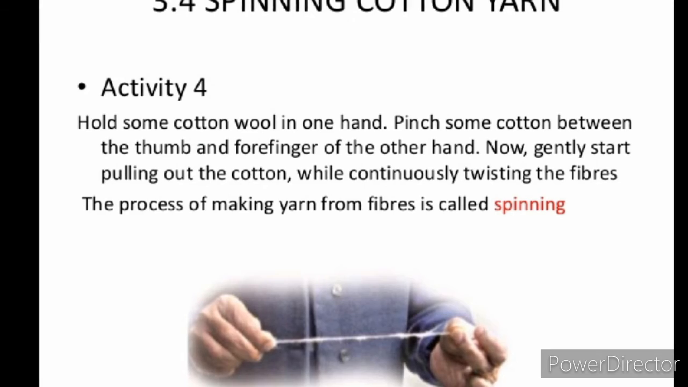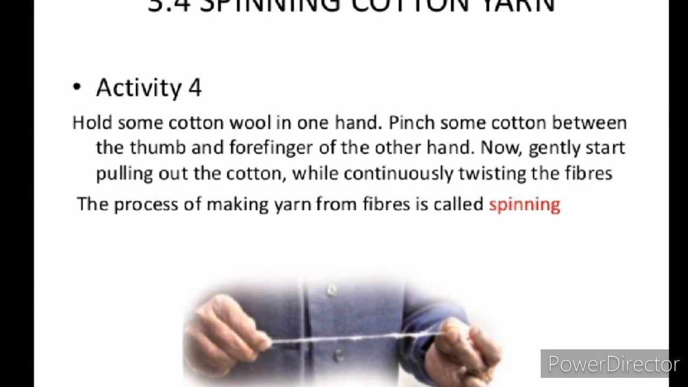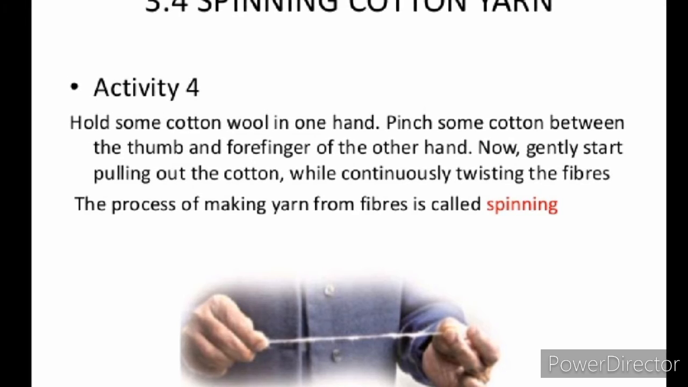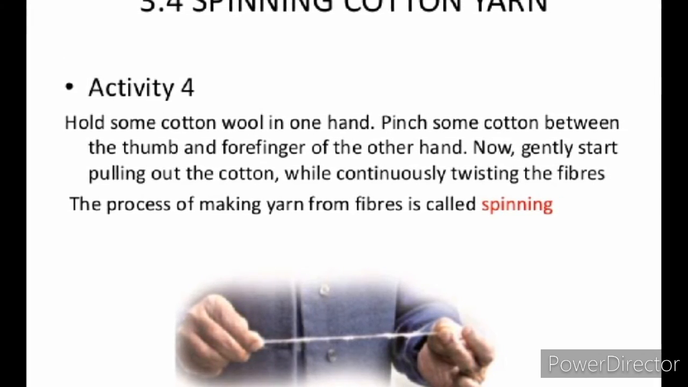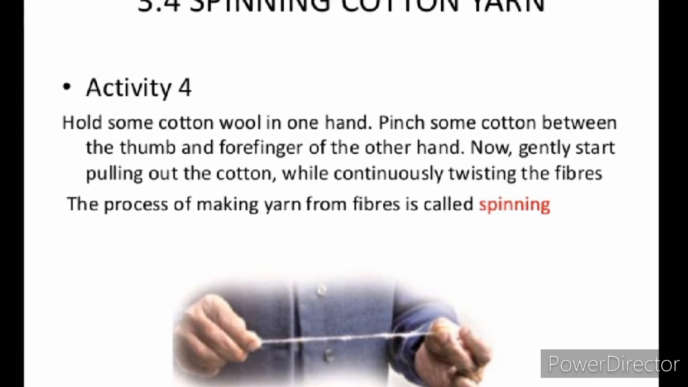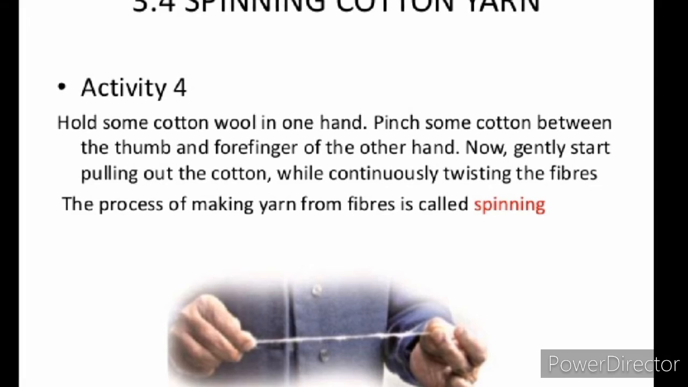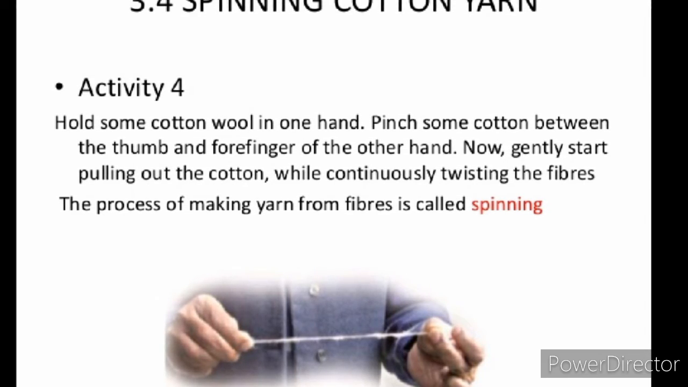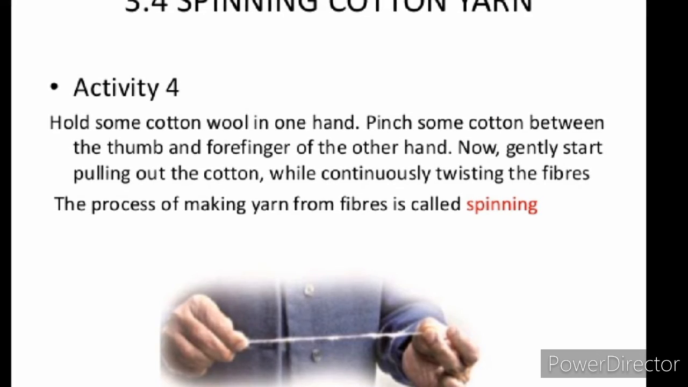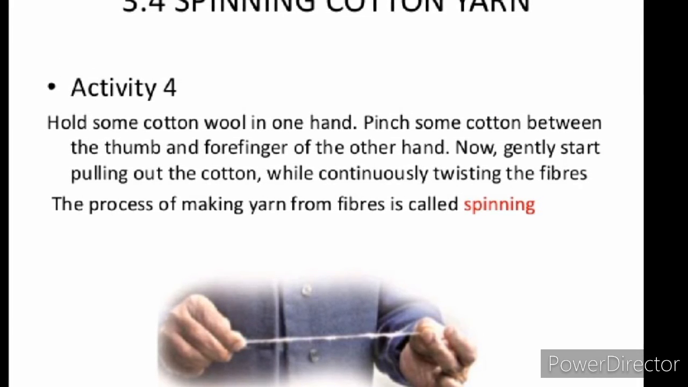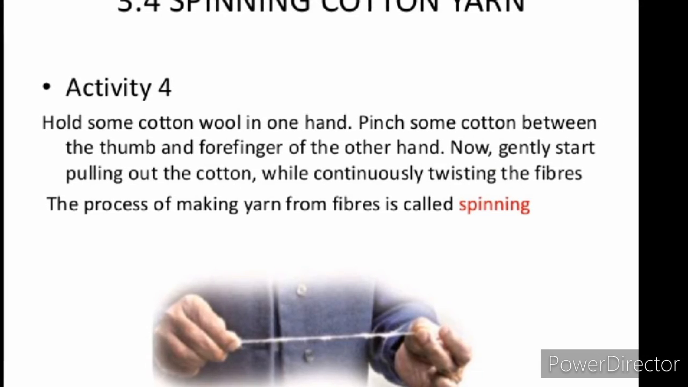What we have to do is hold some cotton wool in one hand, and pinch some cotton between the thumb and forefinger of the other hand. Now, gently start pulling out the cotton while continuously twisting the fibers. See, this is mentioned in the picture also. This process of making yarn from fibers is called spinning. So, by applying this process, we can convert fiber into yarn, and the process is known as spinning.